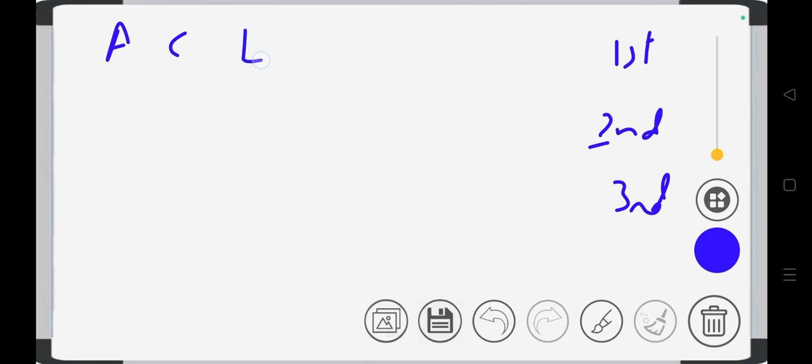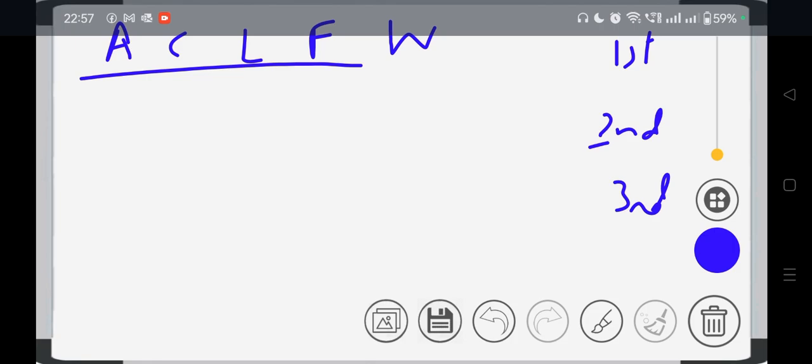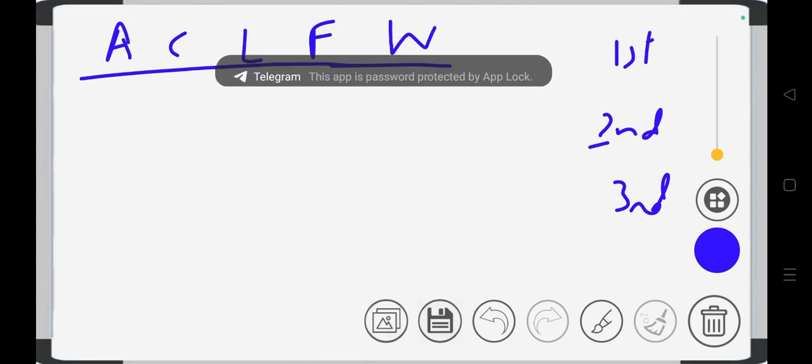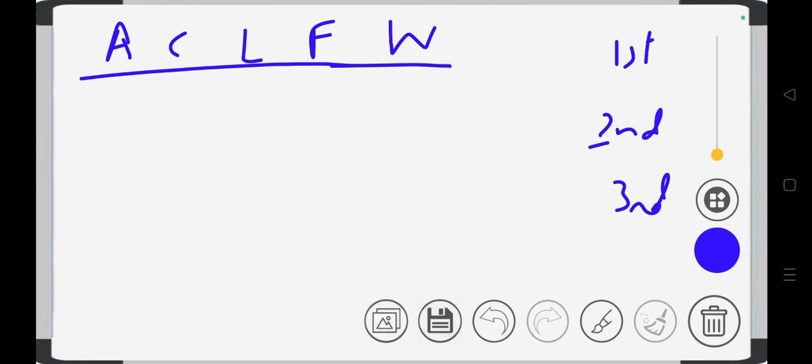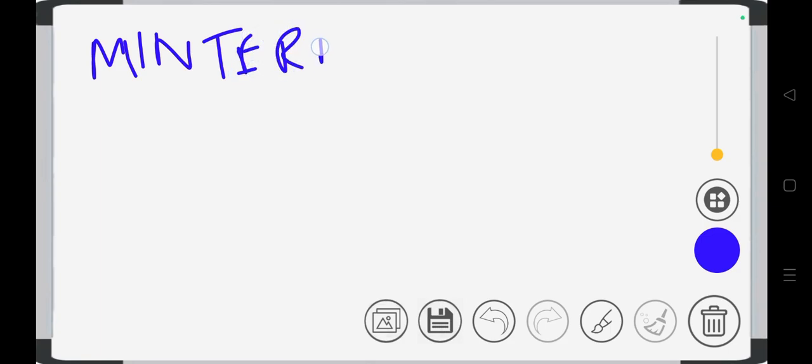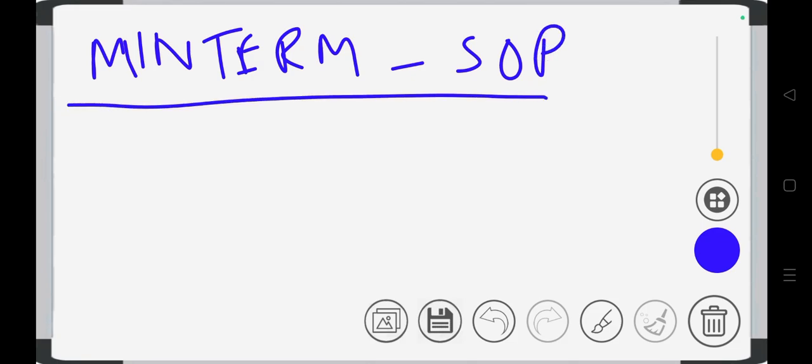A, C, L, F. These were the inputs, and this was the output. Okay, so now what we will do is we will try to form the min-term expressions. By min-term we mean the SOP expressions. How do we form the SOP expressions? For that we would have to revisit the truth table once again, guys.